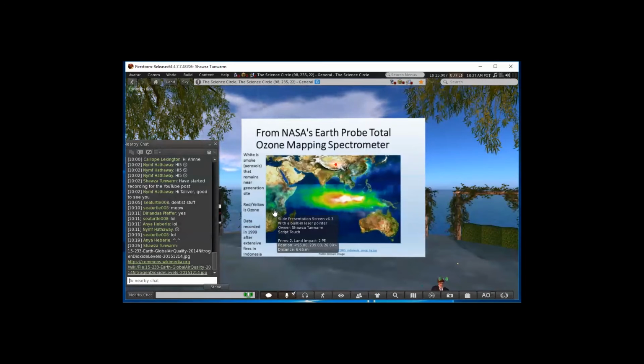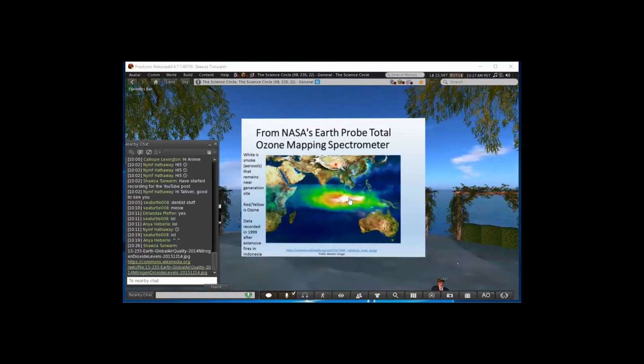This is ozone, but of course the ozone is generated from nitrogen oxides. This was recorded from, I think again, 1999. There were extensive fires in Indonesia at the time, and the white is aerosol particles, and the orange and red is more of the ozone, which indicates the presence of nitrogen dioxide.